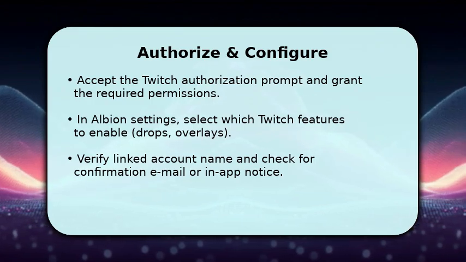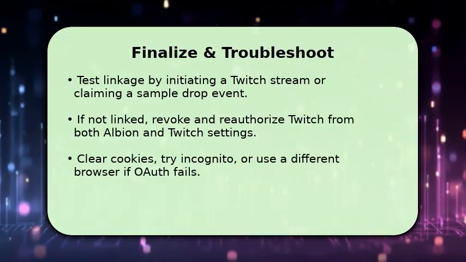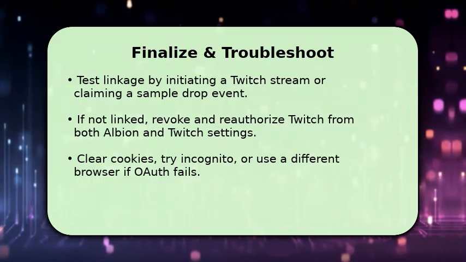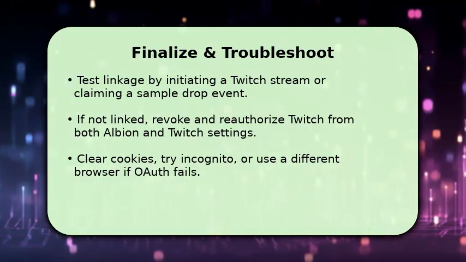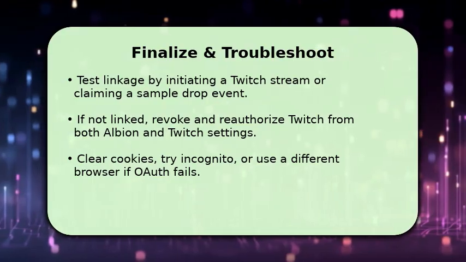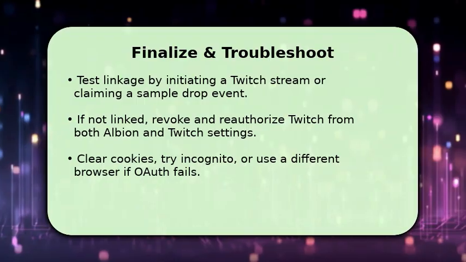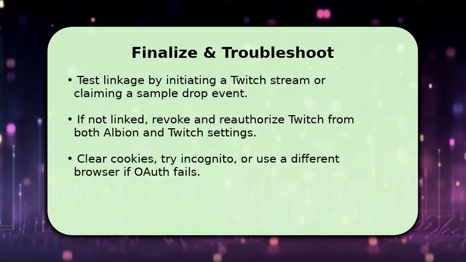You finish by testing the connection. Start a quick Twitch stream or trigger a drops event to confirm Albion recognizes your broadcast. If the integration doesn't work, revoke Albion permissions inside Twitch, sign out of both services, then reauthorize to force a fresh OAuth token. Make sure browser cookies, extensions, or ad blockers aren't interfering. If they are, use an incognito window or a different browser.